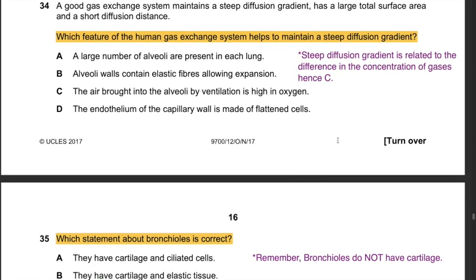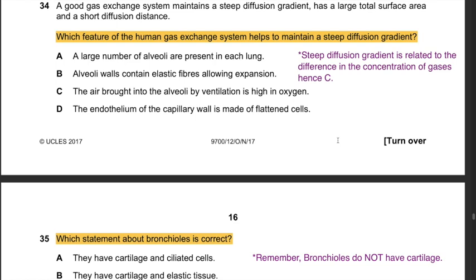Question 34. A good gas exchange system maintains a steep diffusion gradient, has a large total surface area and a short diffusion distance. Which feature of the human gas exchange system helps to maintain a steep diffusion gradient? Steep diffusion gradient is related to the difference in the concentration of gases. So if you go to the answers A, B, C and D, the answer that talks about a difference in the concentration of gases would be answer C. The air brought into the alveoli by ventilation is high in oxygen. In order for alveoli to obtain oxygen into our blood, there should be a concentration difference.